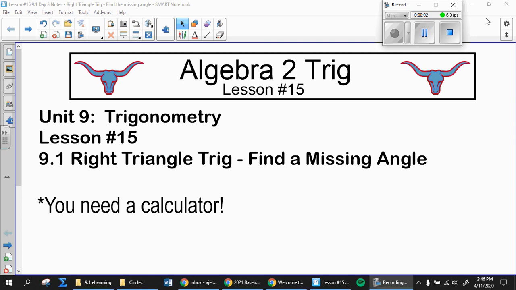Hey guys, welcome back. Today we're going to look at lesson number 15, which is continuing on with trig. Yesterday we looked at finding missing sides of a right triangle using trig. Today we're going to do the kind of opposite of that, and we're going to look at finding missing angles.